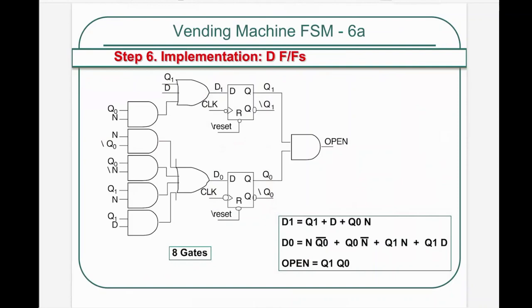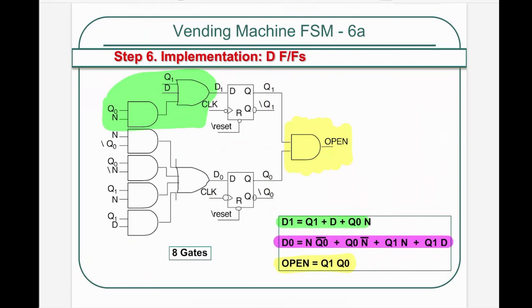So for example, open equals Q1 and Q0. You guys have said that. That's going to give us this. Then I have D1 equals Q1 or Q1 and N. Where is that? It is right here. And then, of course, the last one. Right, the last one is for D0.